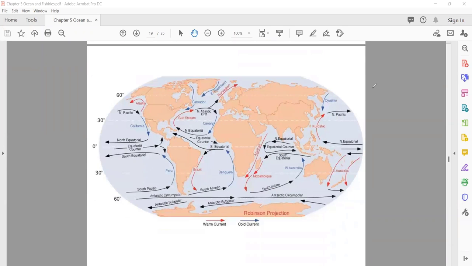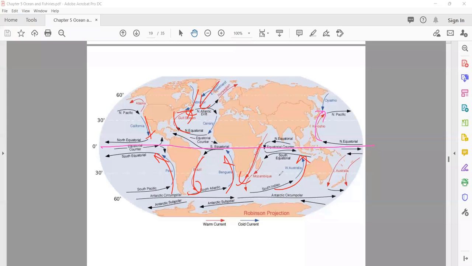Once again, you can see this is the equator line if I want to draw. Red lines are going away from the equator. Blue cold currents are going towards the equator. Understand or not?